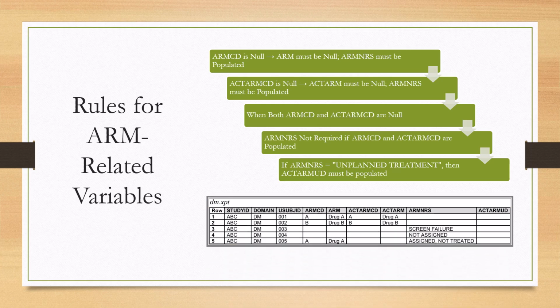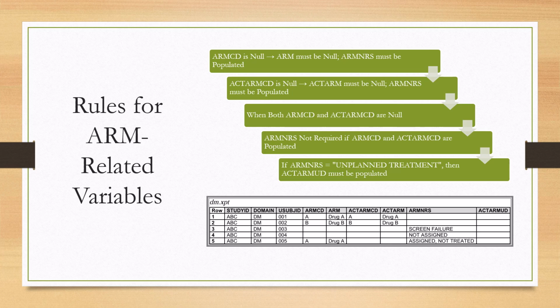This is a scenario where you can see from the example of the data I'm showing you below that the ARMCD is null for two scenarios, where it can be for a screen failure or the subject was not assigned. So in this scenario, since the subject was not assigned to any ARM or it was a screen failure subject, the ARMCD and ARM will be kept as null. And the reason why these are null is captured in the ARMNRS variable.